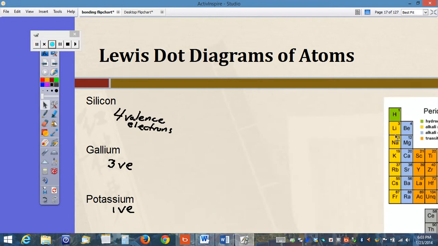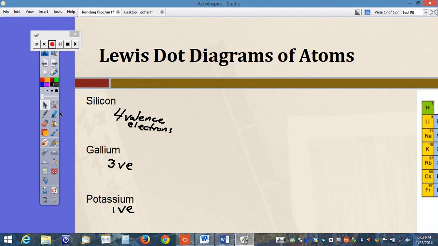The first 2 valence electrons fill up s orbitals. All the electrons after that fill up p orbitals. So to do silicon, you would have the silicon symbol, and then you want to show where the 4 valence electrons are located. The first 2 are s electrons. They're going to go on the same side. We have 2 more. They're going to go in the p's. They're going to spread out, 1 and 2.